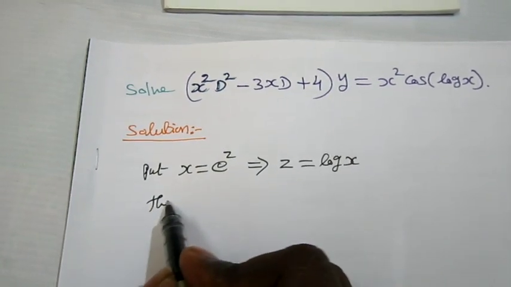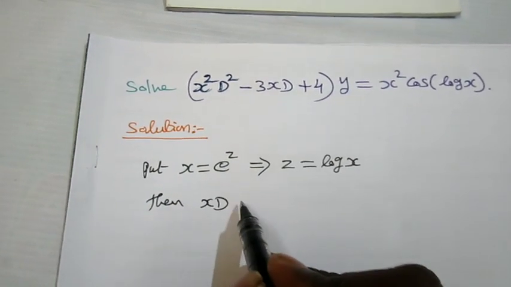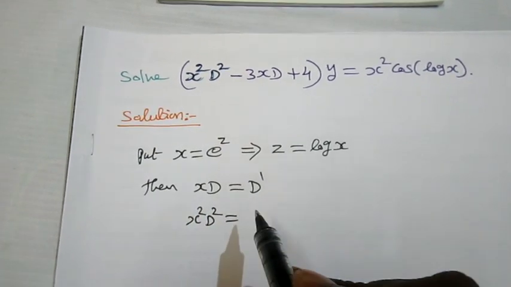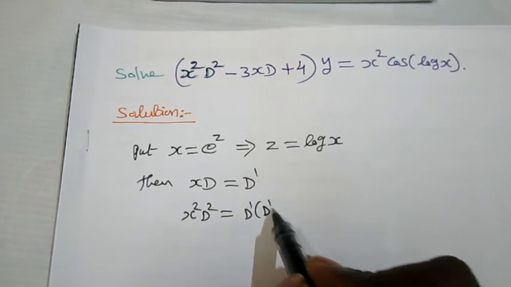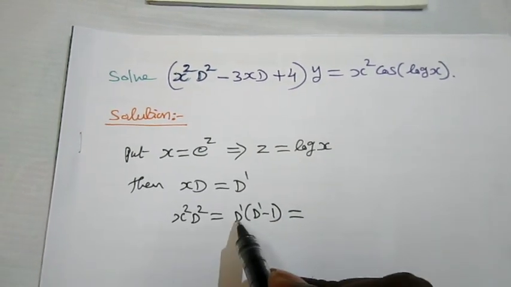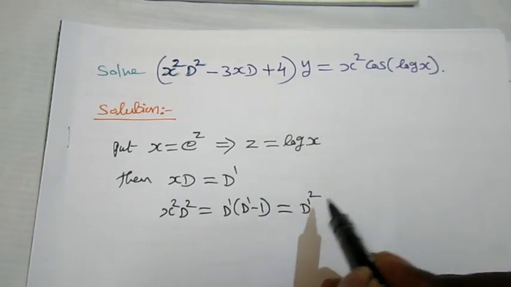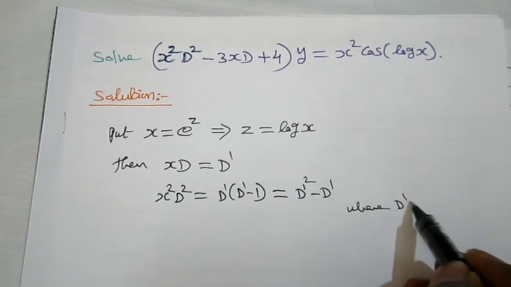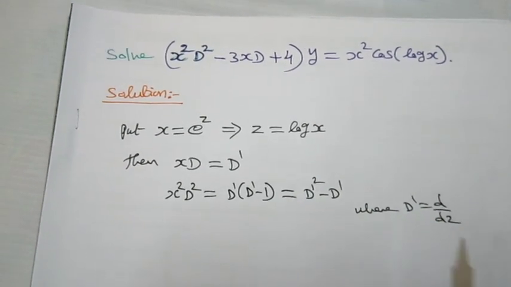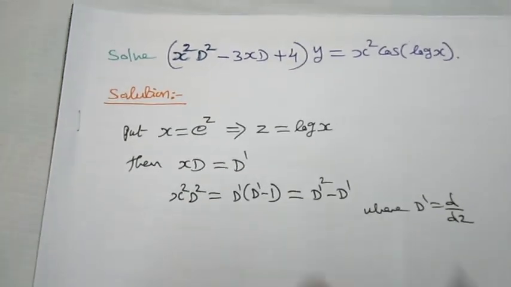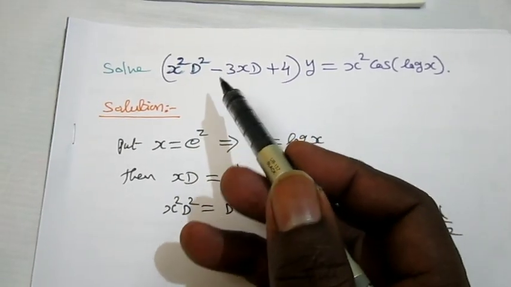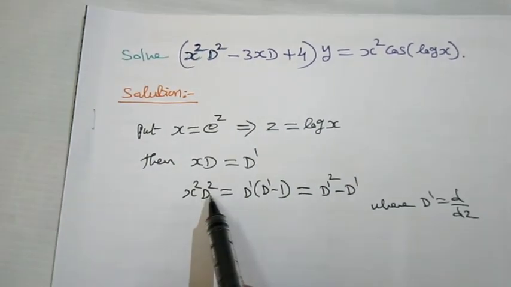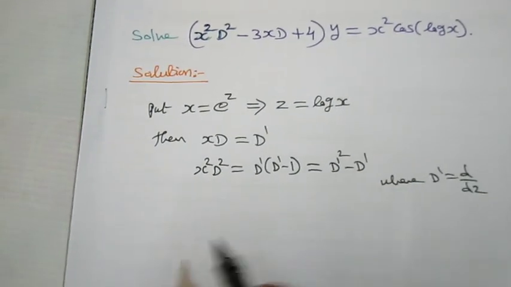Then xD becomes D', and x²D² becomes D'(D' − 1). When you multiply D' inside, it is D'² − D', where D' is d/dz. By substituting these values here, it will be converted into constant coefficients. So listen, what is x²D²? x²D² is D'² − D'.